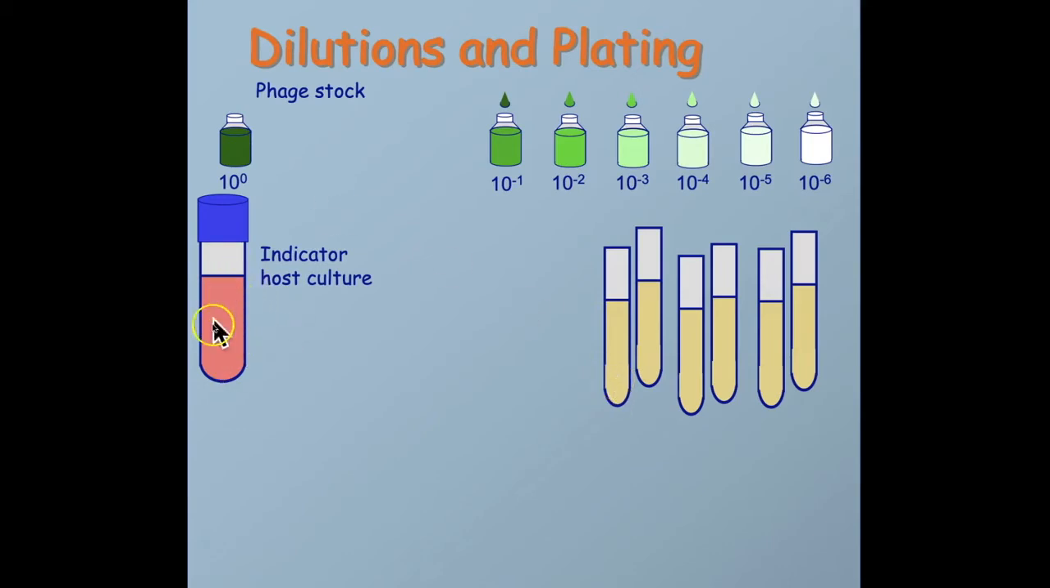So we have a culture here of indicator host cells. These will be cells that are infected by the phages that are in one of the dilutions that we've made. So we're going to mix a set volume of our dilution with a set number of our indicator host cells, and we're going to add them to tubes containing molten top agar.